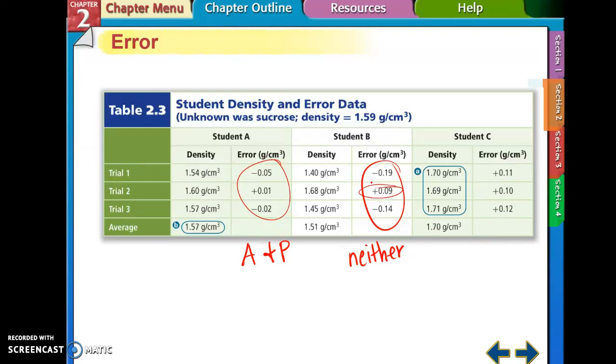And then if you look at student C, their error is 0.11, 0.1, and 0.12. So right there, I would say that student C is not accurate. They're not close to the accepted value, but they're very precise. They are hitting the same spot every single time. So while it's not right, they're at least in the general vicinity of each other every single time. So that is the difference in accuracy and precision.